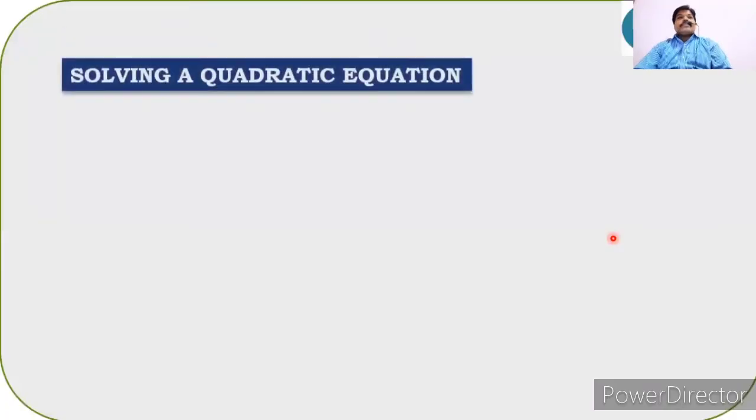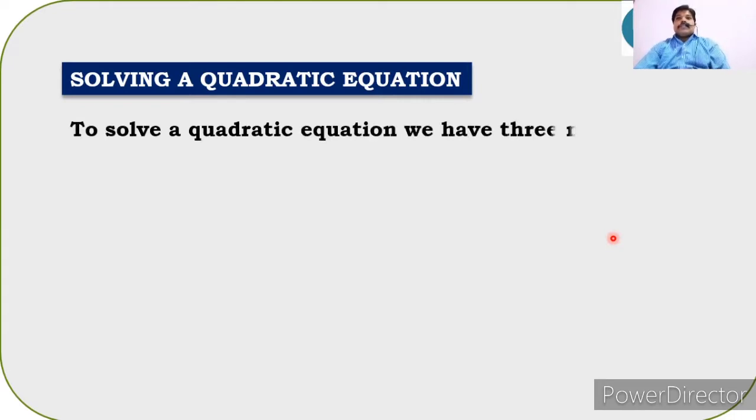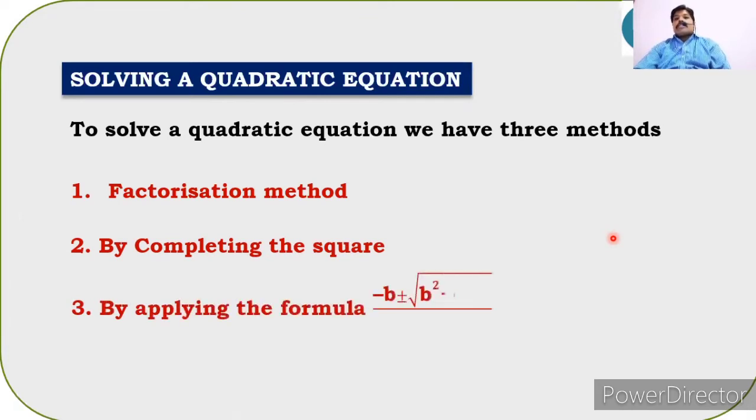See students, so let us discuss today's class: solving a quadratic equation. To solve a quadratic equation, there are three methods. The first one is the factorization method. The second one is the completing the square method. And the third one is by applying the formula: x equals minus b plus or minus square root of b square minus 4ac, by 2a. If you want to solve the quadratic equation, we can use these three methods.